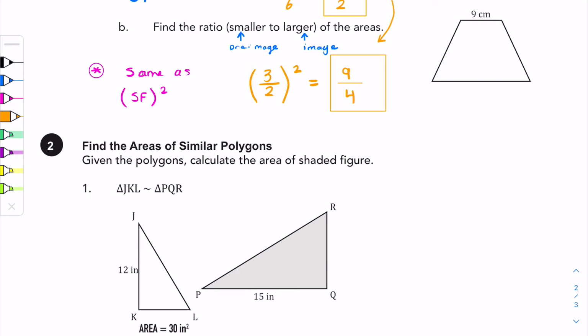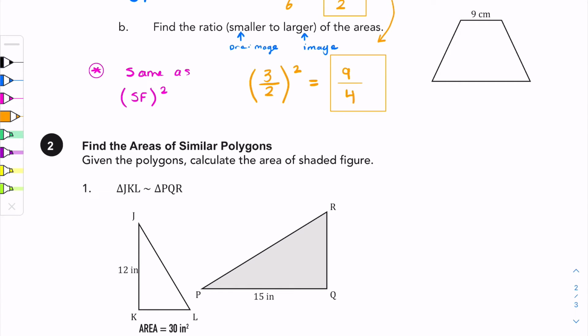Okay, moving on to the next example set. Part 2 says find the area of similar polygons. We're looking at triangle JKL, and we know that it's similar to triangle PQR. We also know that we are looking to find the area of the shaded figure.